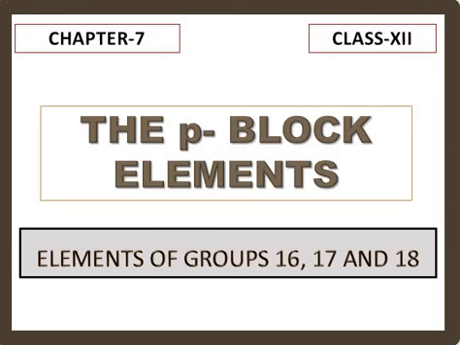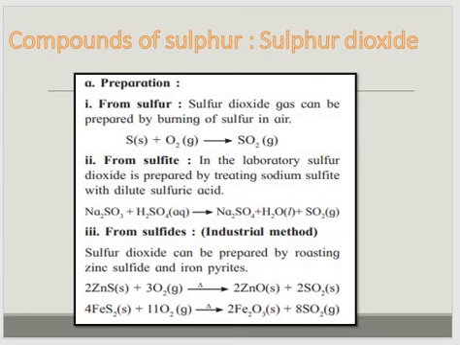Hello everyone. In this video of chapter elements of groups 16, 17 and 18, I'll be talking about the preparation and properties of sulfur dioxide and the preparation and properties of sulfuric acid. Now, sulfur dioxide. Sulfur dioxide's chemical formula is SO2.